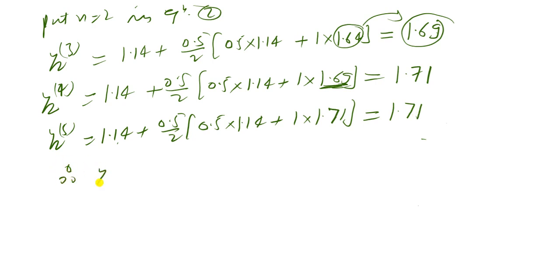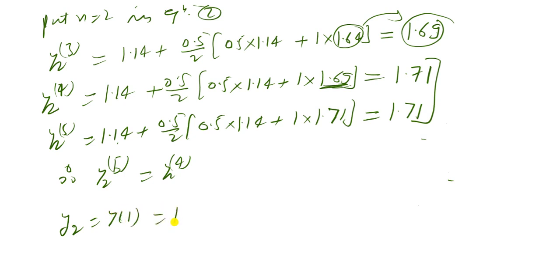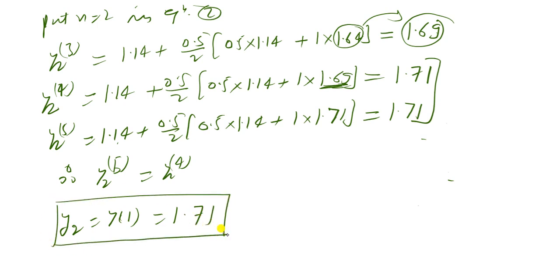So therefore the fourth iteration, that is y25 is equal to y24, both are equal, that is both successive iterations are equal. So in that case y2, that is y at x is equal to 1, is equal to 1.71. So this is the approximate solution correct to 2 decimal places for the given initial value problem with the help of the modified Euler's method.